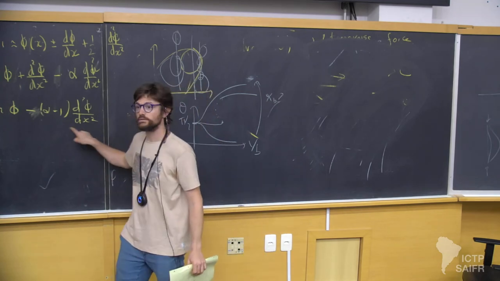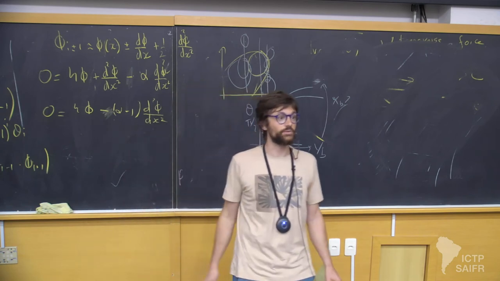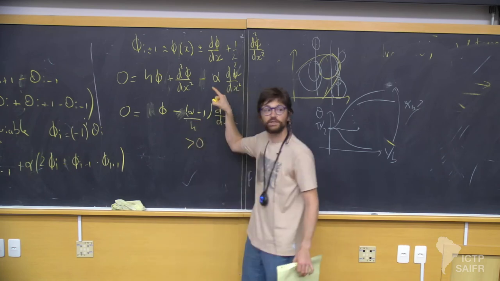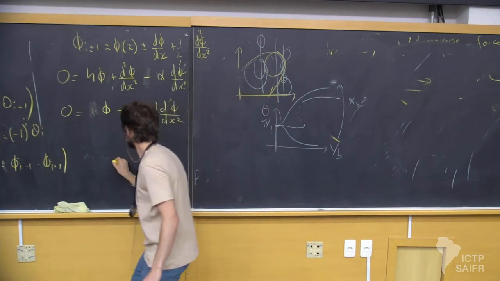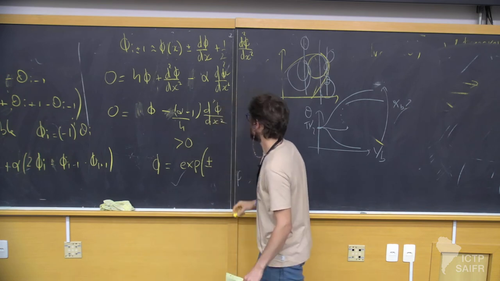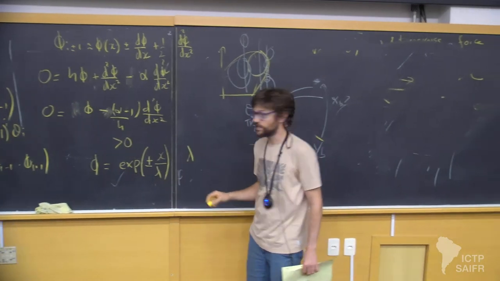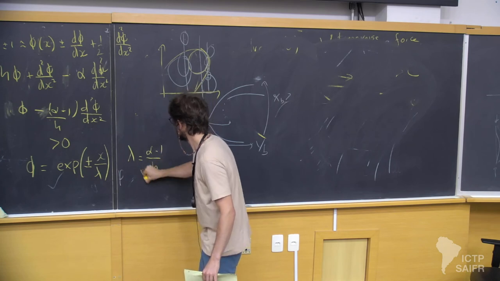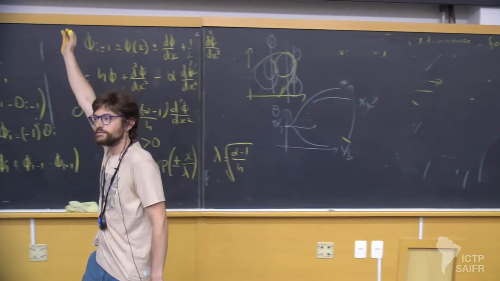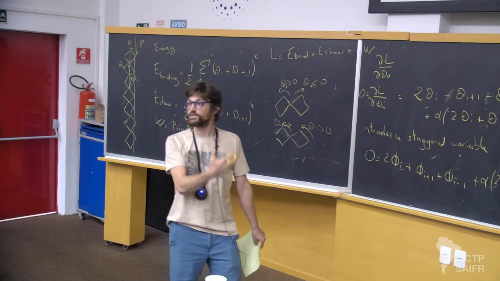Okay, so this is good. This is an equation that we all like and solve. It's because this admits exponentially decaying solutions, right? If this prefactor is bigger than zero, then this admits solutions of this form. Phi is exponential plus or minus x divided by lambda, where lambda is a characteristic length scale, here the square root of this, right? Which means that this decay is exponential, which is actually what we see in the lab if we do the measurement.